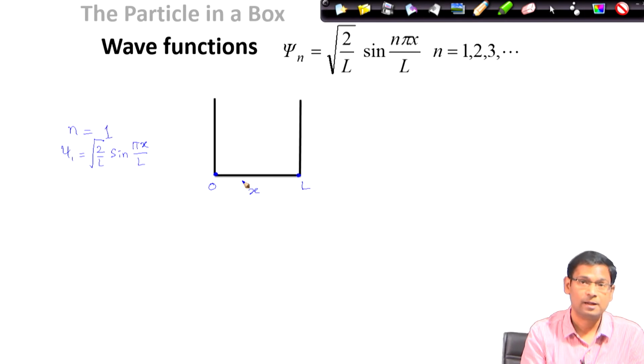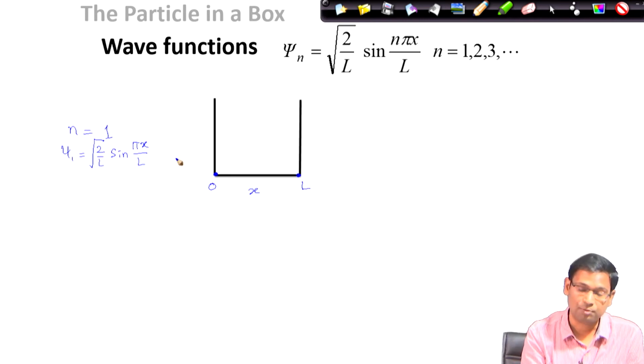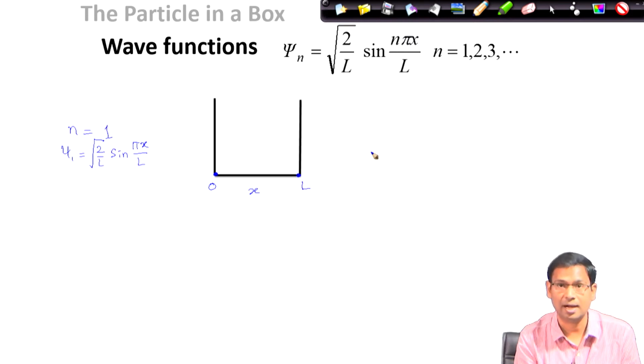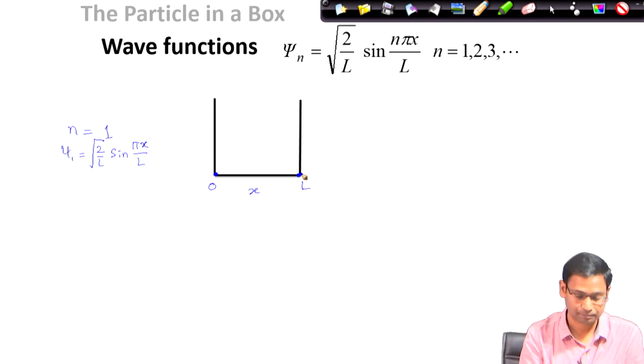If you remember, this is coming because we made sure that the wave function is continuous all throughout the range of x from minus infinity to plus infinity, and you remember the wave function was 0 in the left hand side of the box as well as in the right hand side of the box. So, therefore, at the boundary of the box the wave function must be 0, and which is the case here.